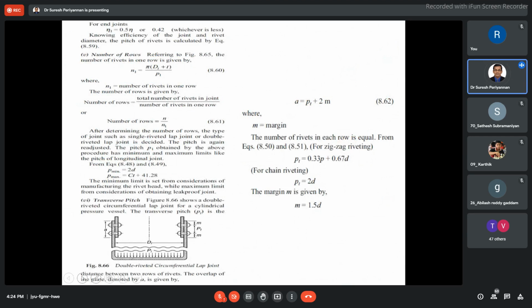They have given values for the end joint and for the intermediate joint. This is at the end cover, and this is at the intermediate joint. Then here they are telling that the efficiency of the circumferential joint is equal to 0.5 of our longitudinal joint efficiency.